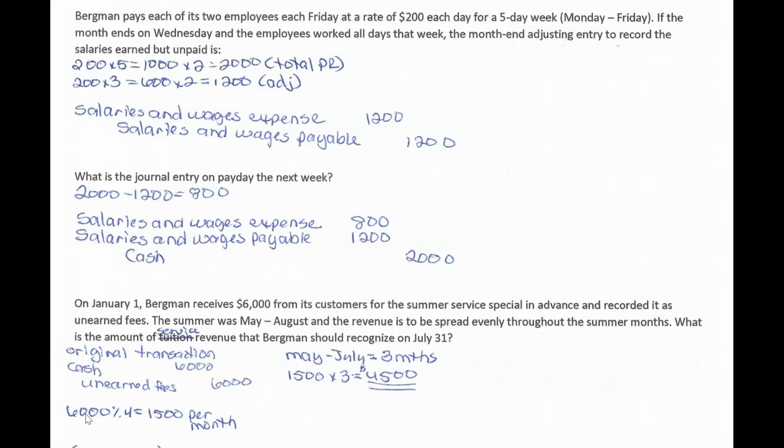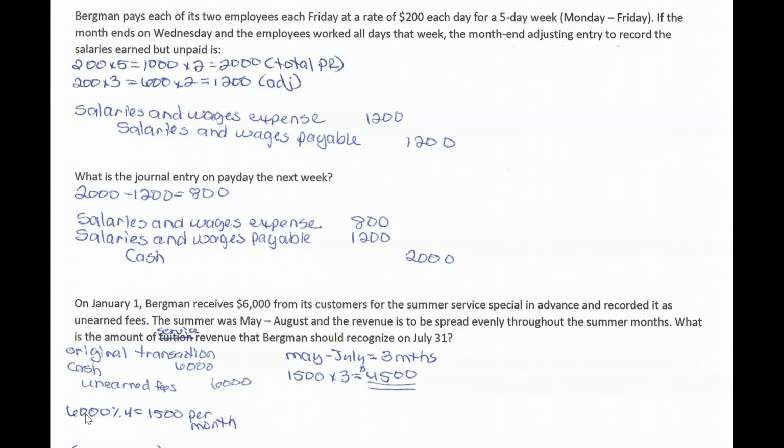Okay, so let's calculate how much the employees have earned. They worked 3 days and they earned $200 a day. So that's $600 per employee. There's 2 employees, so multiply that by 2. So it's $1,200 worth of work employees have done. And we need to expense that out because it happened in that current month. We will debit salaries and wages expense $1,200 and credit salaries and wages payable $1,200. That's the adjusting entry.